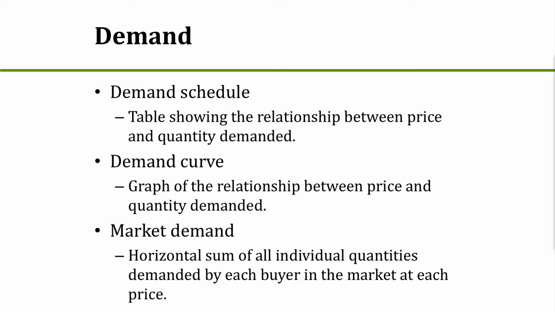And the market demand is actually the horizontal sum of all individual quantities demanded by each buyer in the market at each price. So basically, for each price, we will horizontally sum all of the individual quantities demanded by each buyer. Let's assume that we have 5 buyers, 5 individuals in the market, and for each price, we have a different amount of quantity demanded. So for a specific given price, if we sum the quantity demanded of each consumer, we will get the market demand or market quantity demanded for that specific price. We are going to talk about that also.